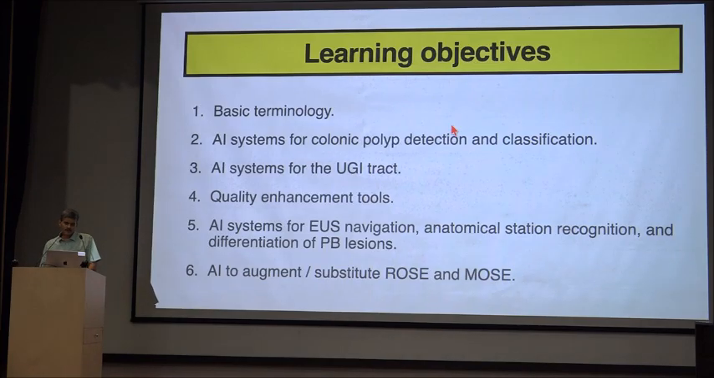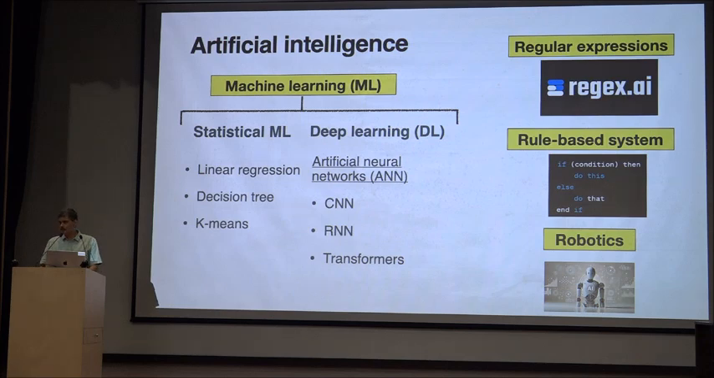In EUS, again it's a very big area, but I'll restrict myself, if time permits, to EUS navigation, anatomical station recognition, and differentiation of pancreatobiliary lesions, which concerns this crowd. And in pathology, AI to augment or substitute roles and modes. So I'll see how much I can cover in the next 30 minutes, and then I'll stop wherever my time finishes. So one slide on the nomenclature, so we are all on the same plane.